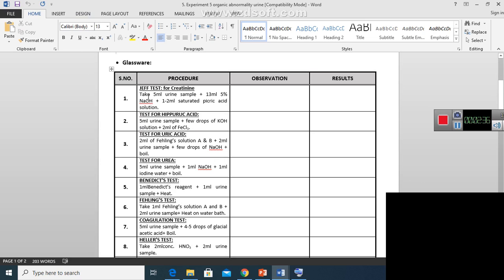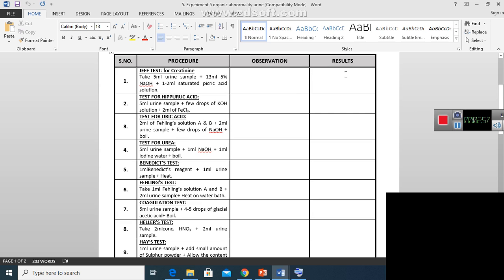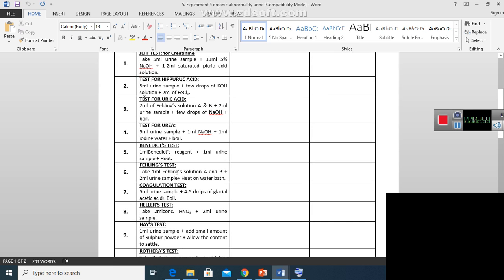How should we perform the creatinine test? We take 5 ml of urine sample and 1 to 3 ml of 5% NaOH, and we add 1 to 2 ml of saturated picric acid solution, and then we write the observation and result in this section.